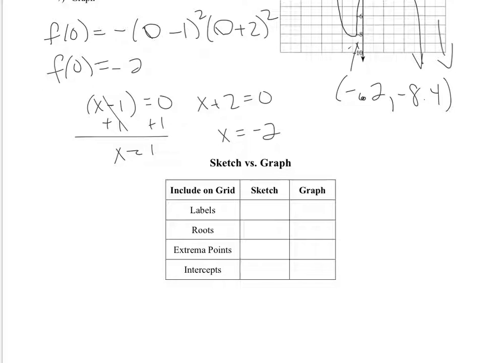Sometimes we ask you to sketch, and sometimes we ask you to graph. These are the actual words that we use. Sketching is a little bit more liberal, so we can leave off some stuff. We don't need extreme points when we sketch, but we do need them when we graph. You definitely need to find intercepts and roots when you sketch, but labels you don't need as much.